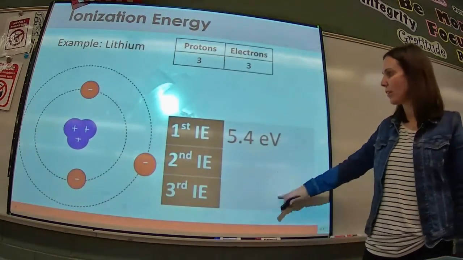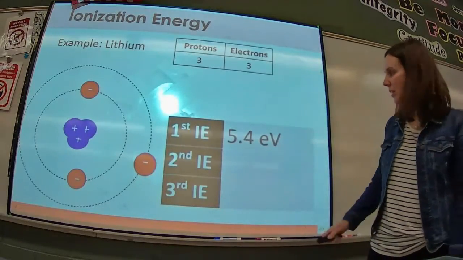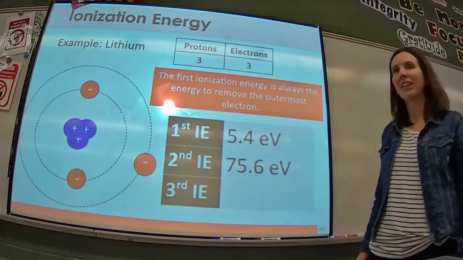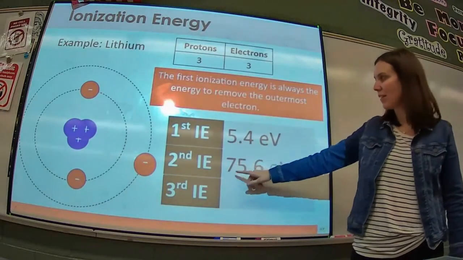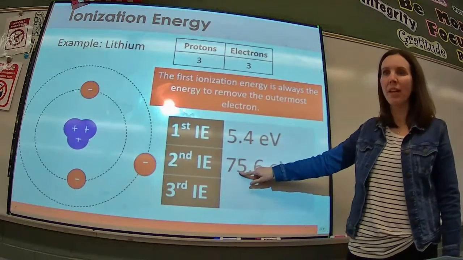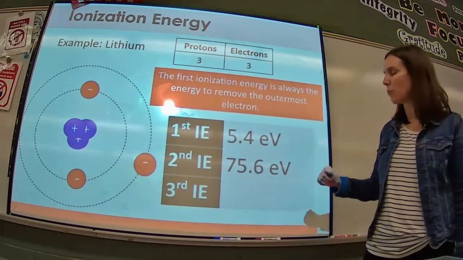Then when we go and look at our second ionization energy, what you're going to see is a pretty big jump. Hey, there's some thunder. It goes from 5 to 75. That's a huge jump in ionization energy. And so let's think about Coulomb's law as to why that is.